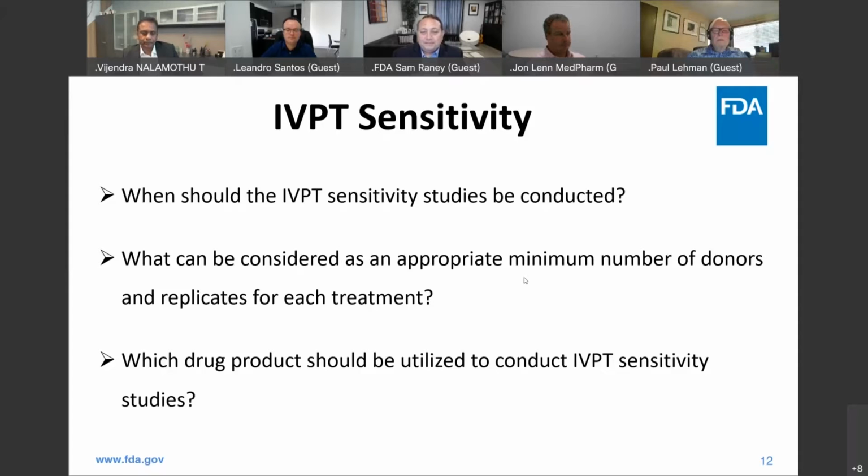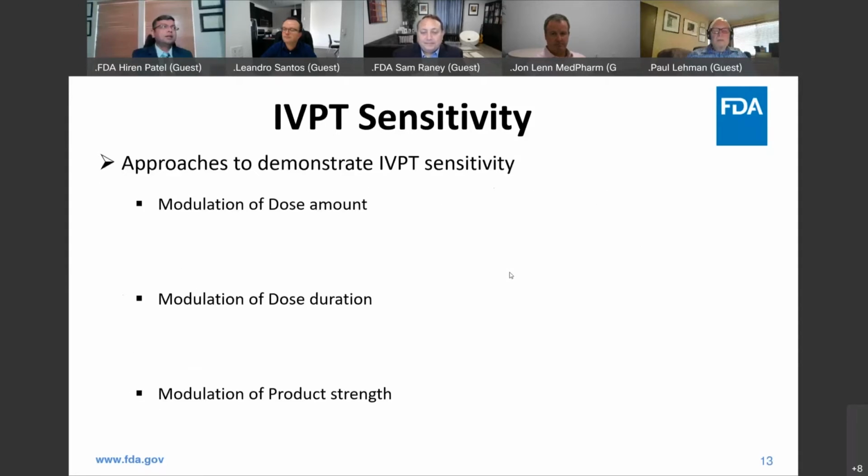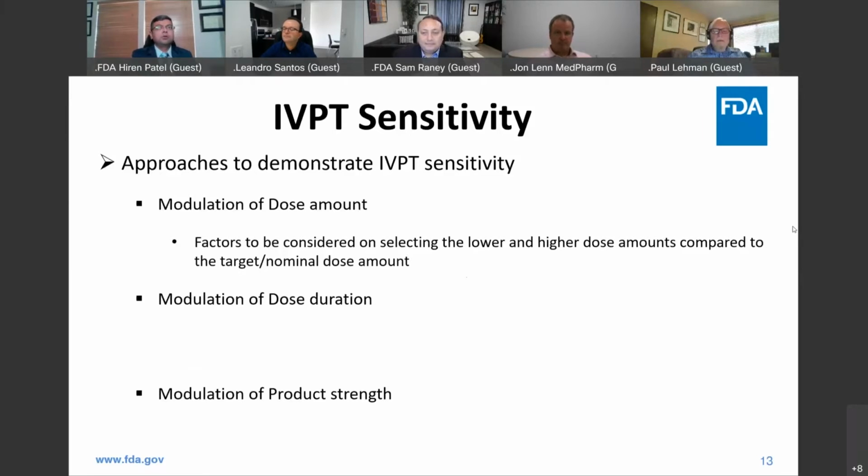To further expand in terms of the study design, let's discuss the different approaches to demonstrate IVPT sensitivity for the drug product under investigation. So there are 3 potential approaches, which include the modulation of dose amount, modulation of dose duration, or the product strength. Now, for the modulation of dose amount, the current recommendation is to have 1 higher and 1 lower dose amount in comparison to the target dose. Now, if you are working with a particular drug product, how do you select the lower and higher dose amount with respect to the selected target dose?